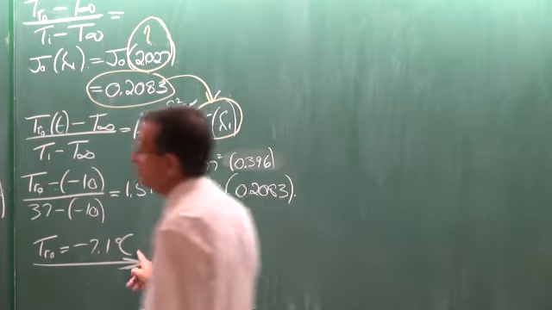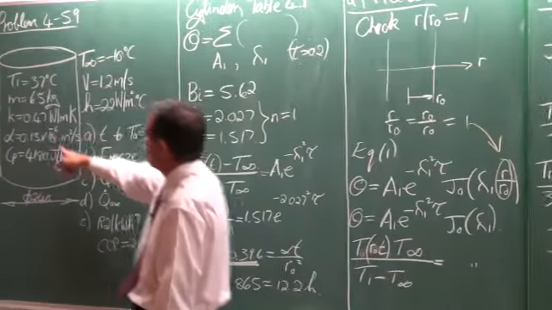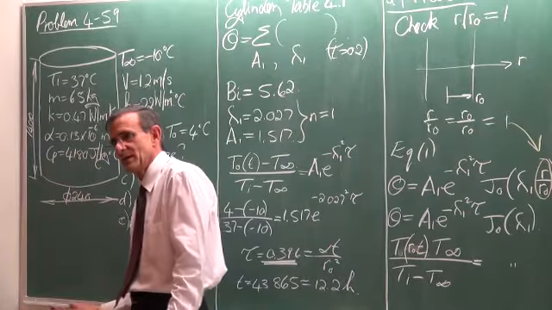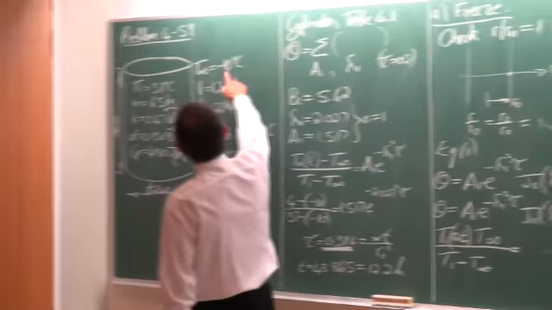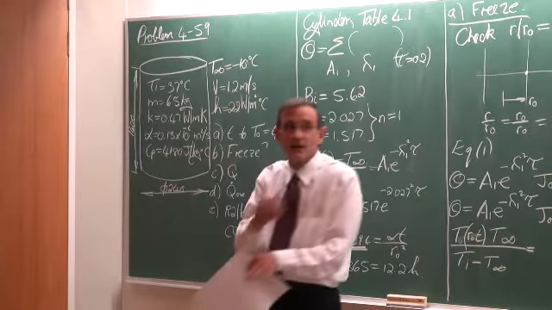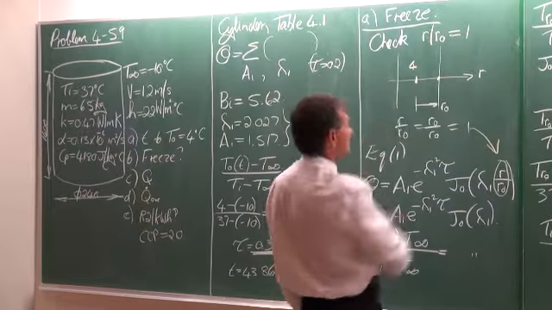Or if this temperature would be more than 4 degrees Celsius, more than the temperature here in the center, it also wouldn't make sense. So always ask yourself, does it make sense? Minus 7 degrees is in between minus 10 and the temperature here, which is now 4 degrees Celsius.